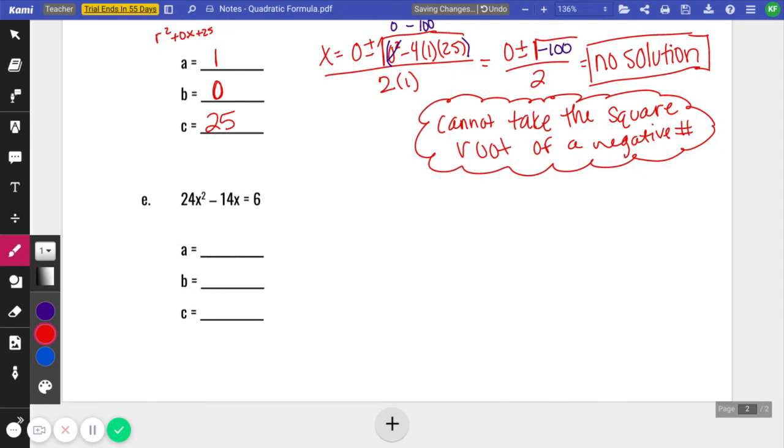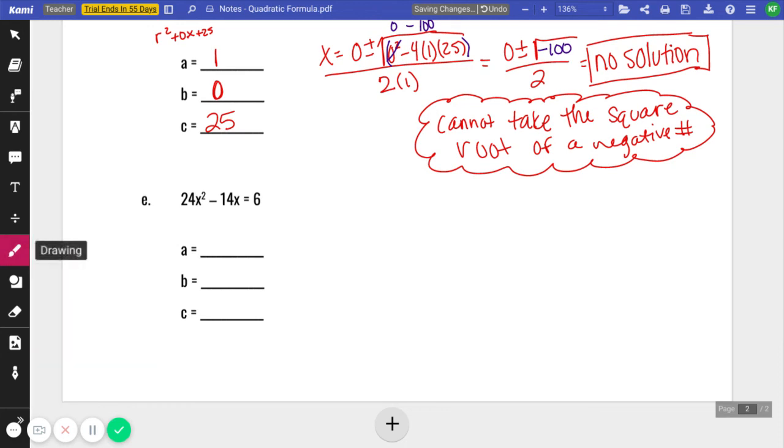The last example on this page, I would like for you to pause and try it, but I am going to go ahead and work it through now, especially since there's some bigger numbers. So you can pause and try it on your own, and then you can check it with mine when you're done.